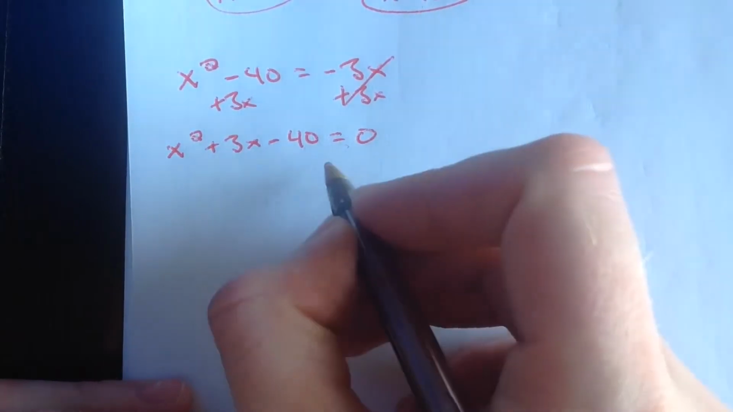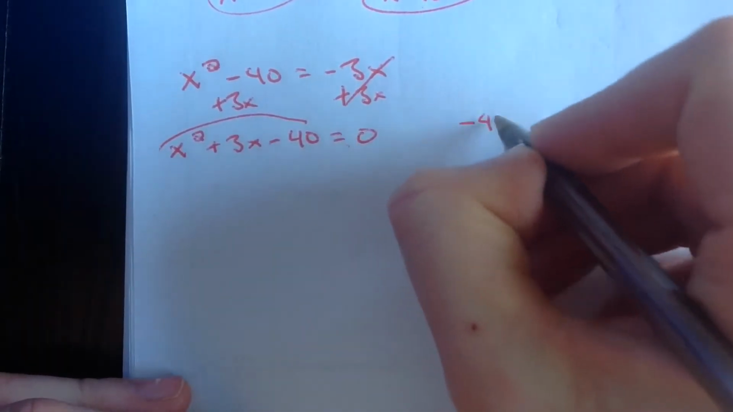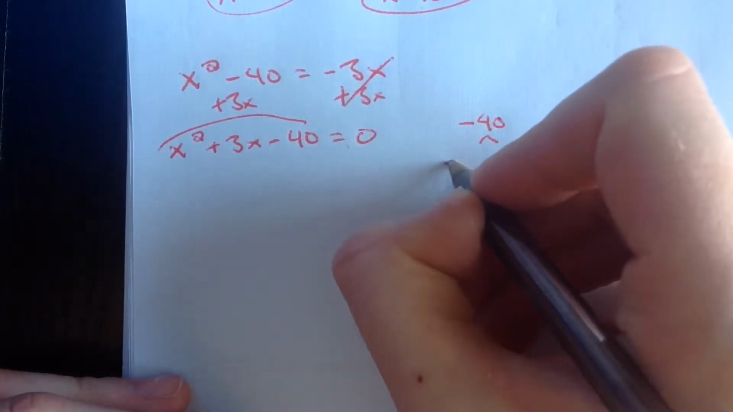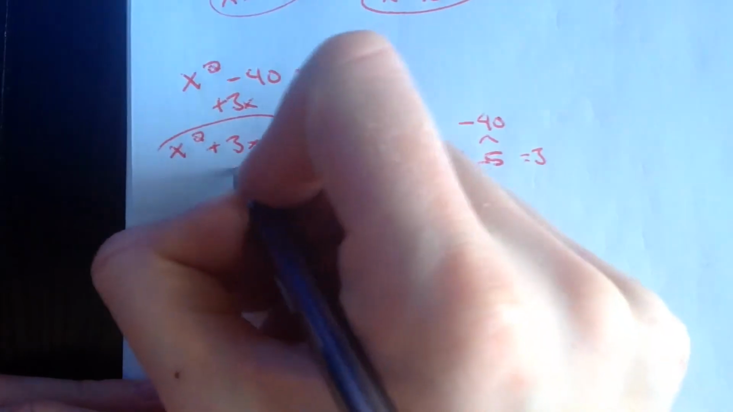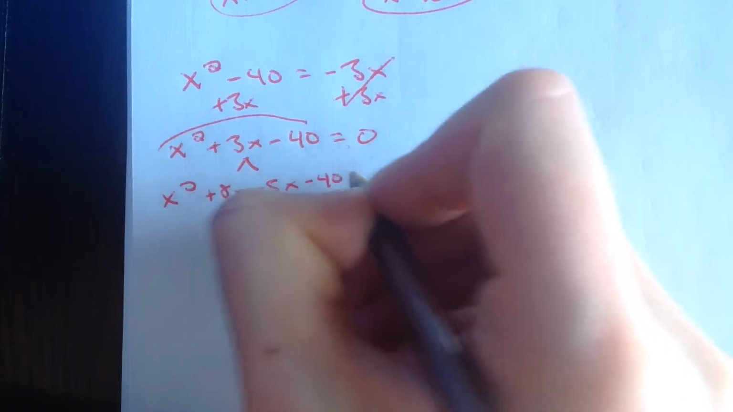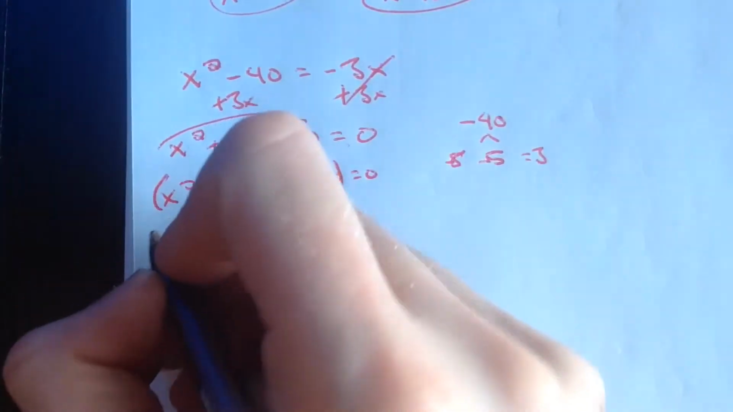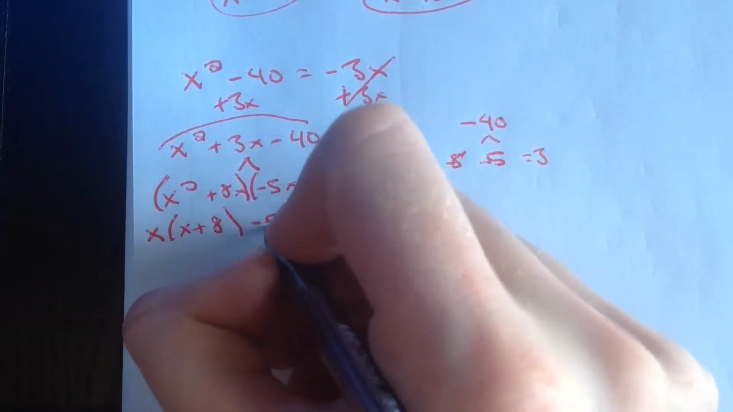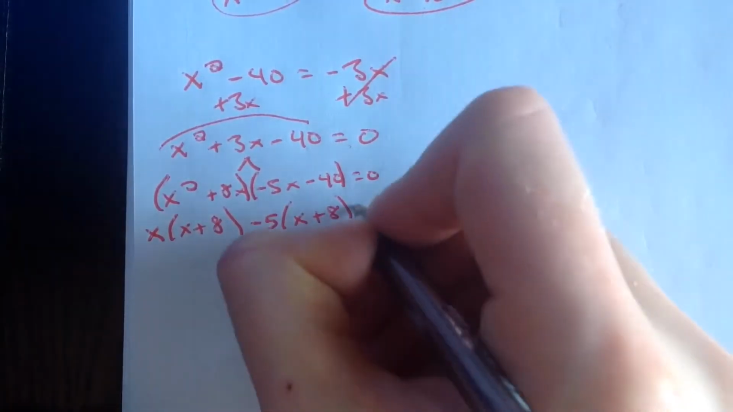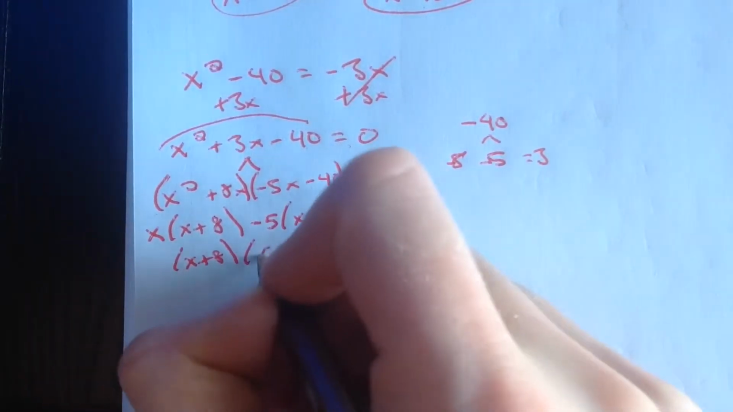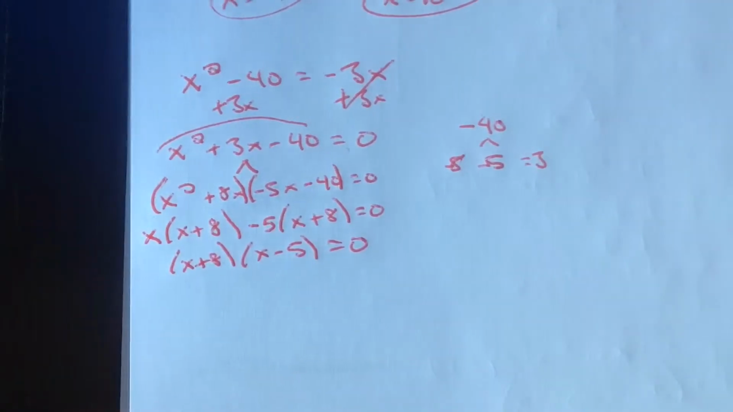At this point we would say, okay, factors of negative 40 that add to equal 3. Well, that would be positive 8 and negative 5. So putting that in for 3x, I get x squared plus 8x minus 5x minus 40 equals 0. Grouping in pairs of 2. Out of the first pair I can pull out an x again, and I'm left with x plus 8. Out of the second pair I can pull out a negative 5, and I'm left with x plus 8. The x plus 8's match, so they're one term, and x minus 5 is our other term.